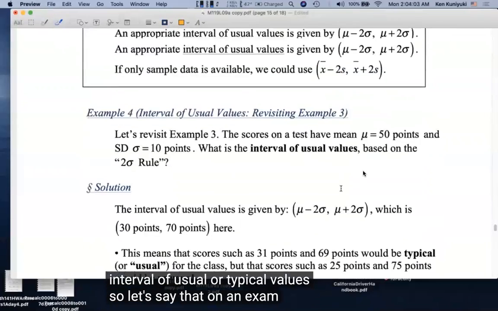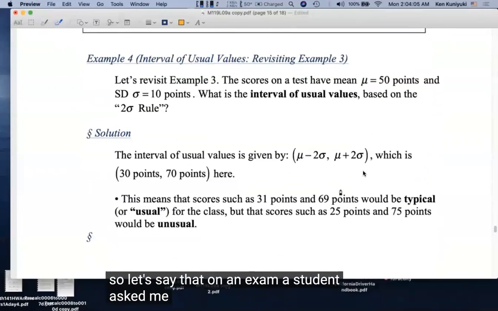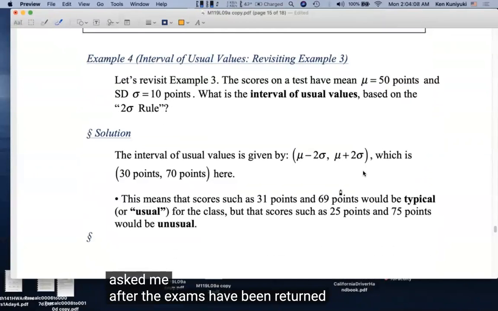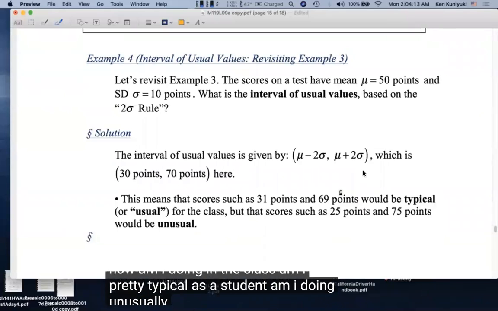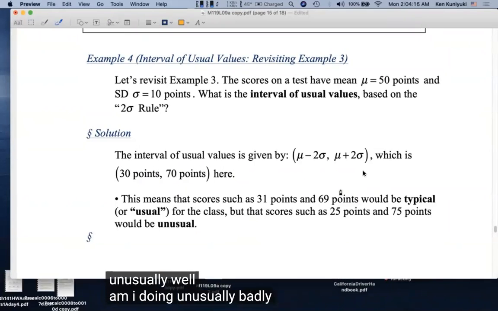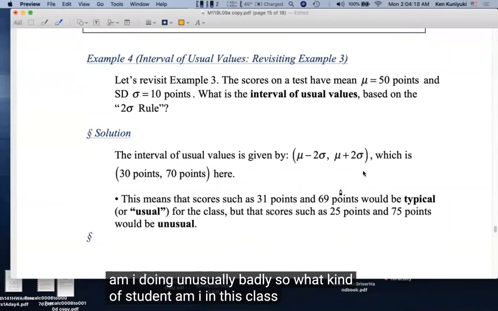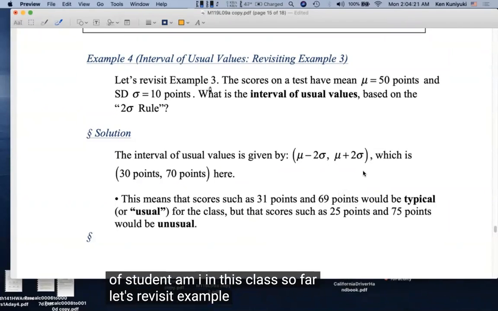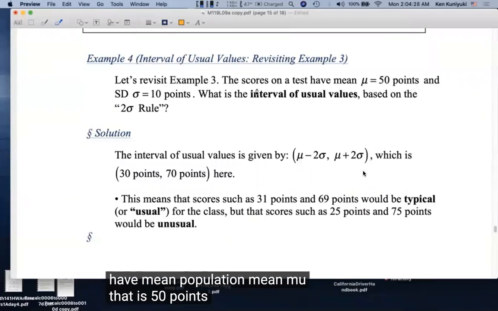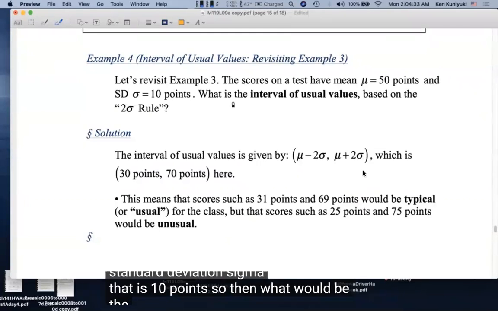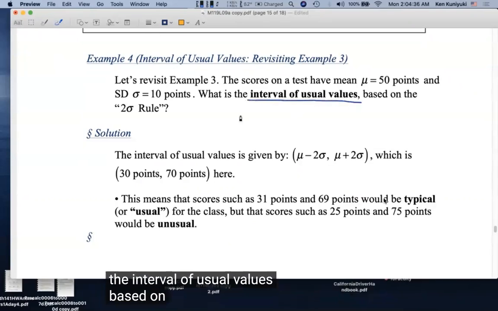So let's say that on an exam, after the exams have been returned, a student asked me, how am I doing in the class? Am I pretty typical as a student? Am I doing unusually well? Am I doing unusually badly? What kind of a student am I in this class so far? Let's revisit example 3. Again, the scores on a test have population mean mu of 50 points and population standard deviation sigma of 10 points. What would be the interval of usual values based on the 2 sigma or 2SD rule?